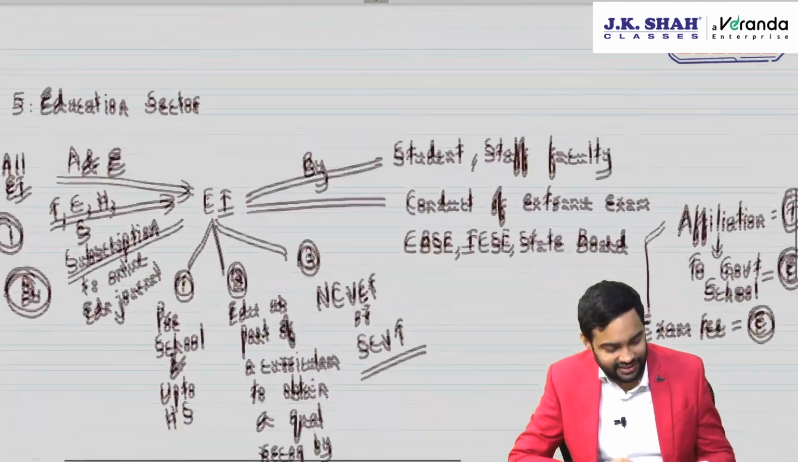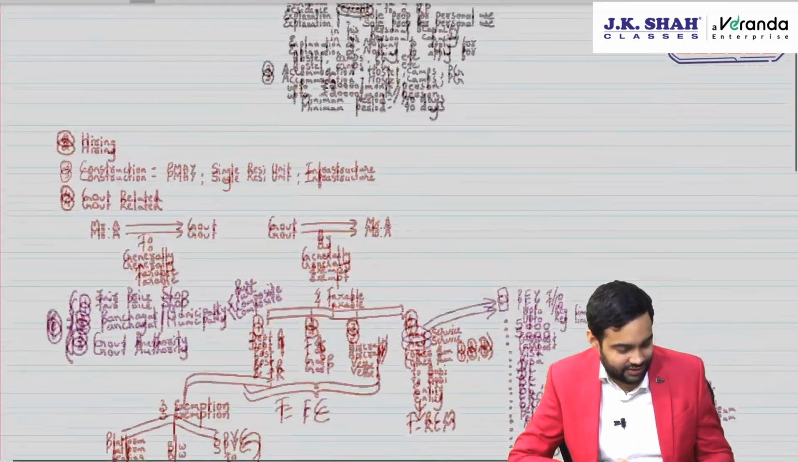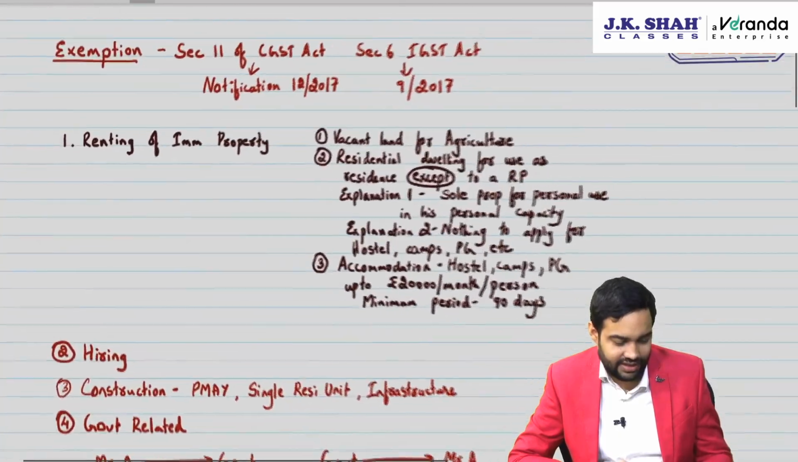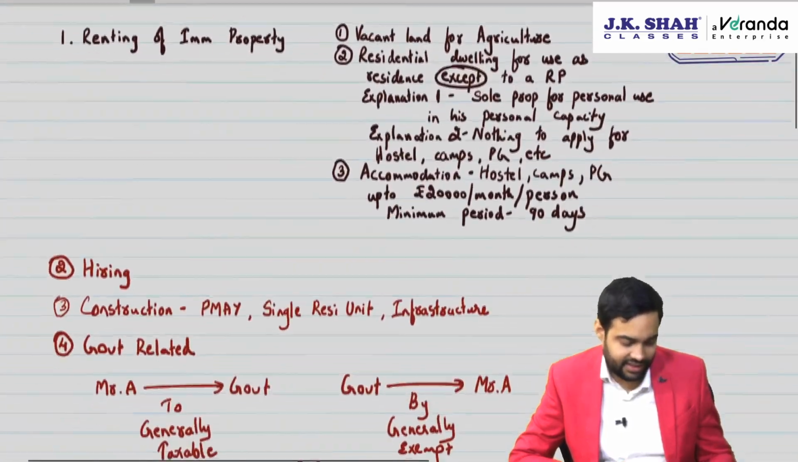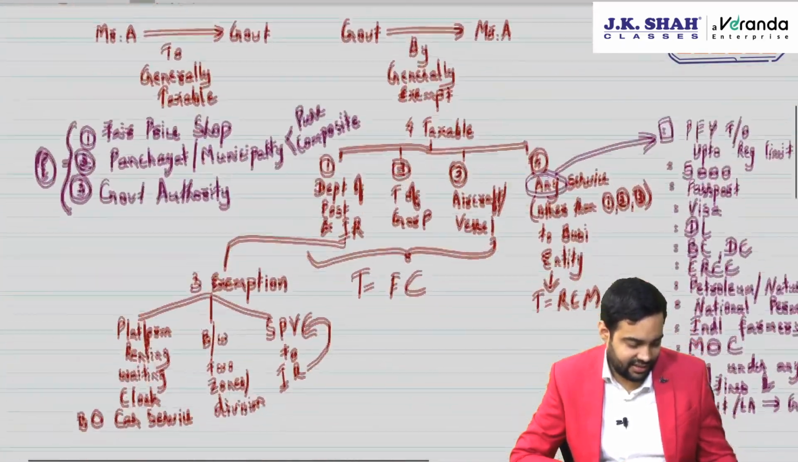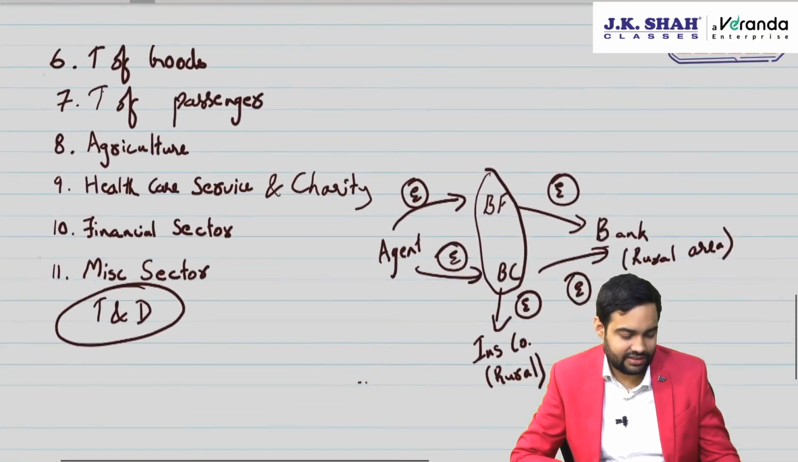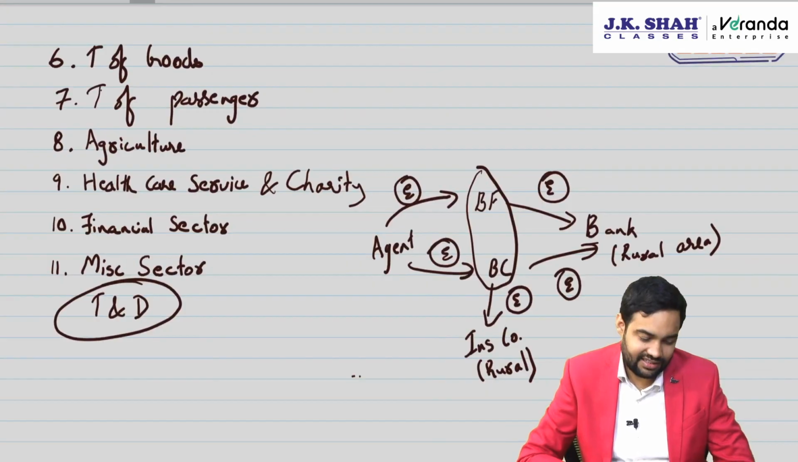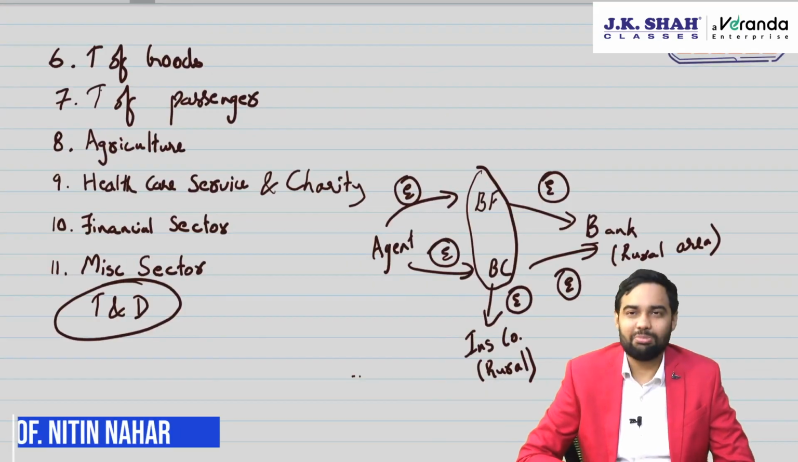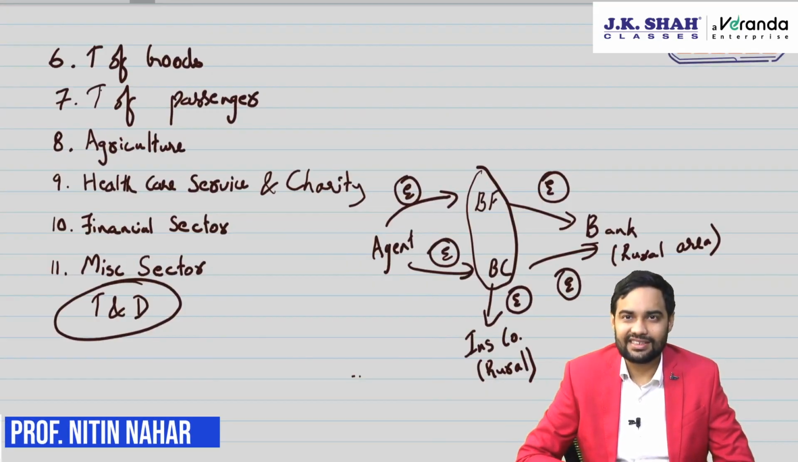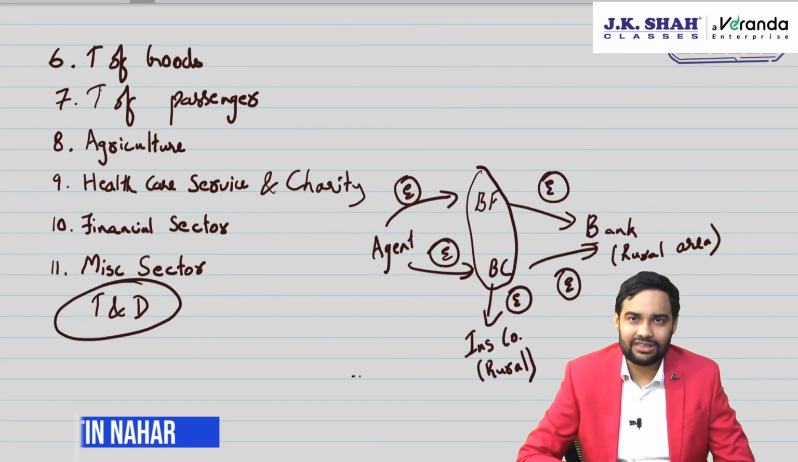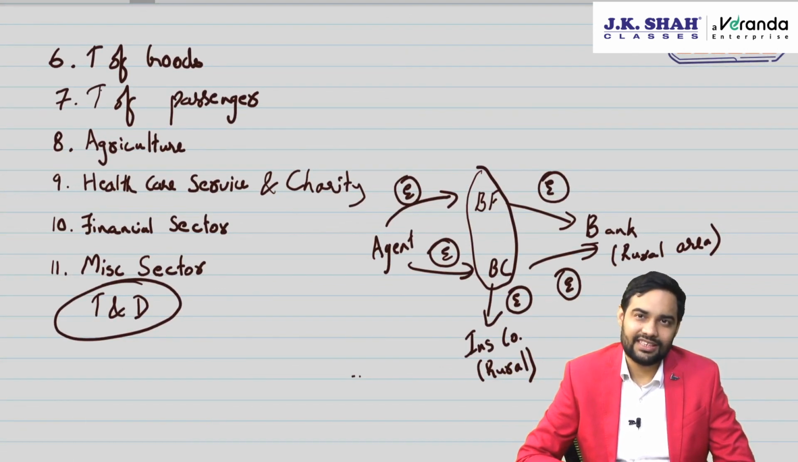So these are the entries which we saw. First we saw renting of immovable property. We entered into hiring, construction, government, education, transportation of passengers, agriculture, healthcare, financial sector, miscellaneous sectors. So revise it once, practice some questions on exemptions before you see the next video.